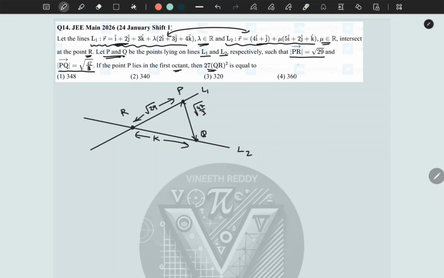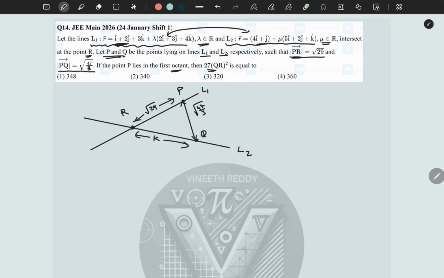After finding point R, he has given length of PR as root 29. So we can assume point P in terms of lambda, that is 1 plus 2 lambda, 2 plus 3 lambda, 3 plus 4 lambda. Then we will get a relation and the values of lambda. I think we'll get two values of lambda, out of which we only choose one because the point P lies in the first octant. Basically, the x, y and z coordinates should be positive. Once we get point P, we can find point Q by assuming Q in terms of mu, and then easily find QR. That would be a very lengthy way, so we will not do it that way.